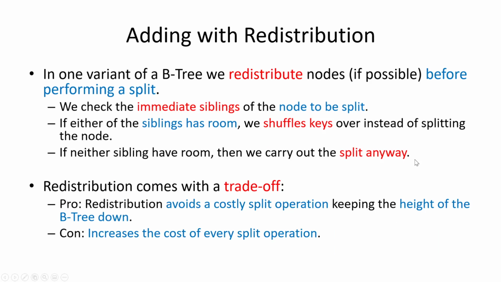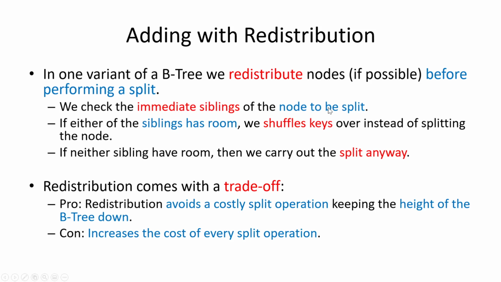Okay, so in B trees, a common variant of a B tree would be to allow what we call redistribution. And redistribution in a B tree is where we basically shuffle nodes around instead of trying to do a split. So the idea is, if we overflow, before we do the split, we're going to check to see if we can do some redistribution. And redistribution works like this.